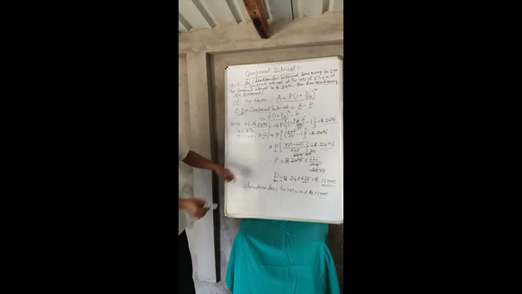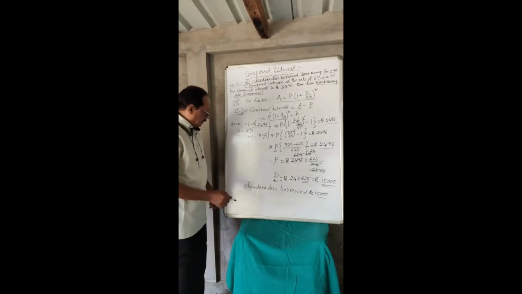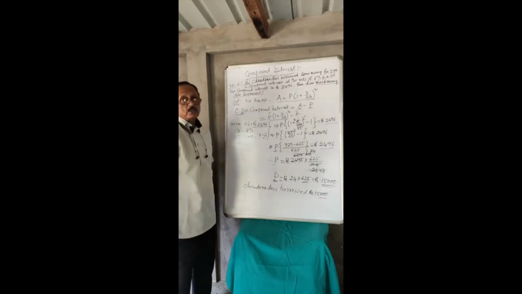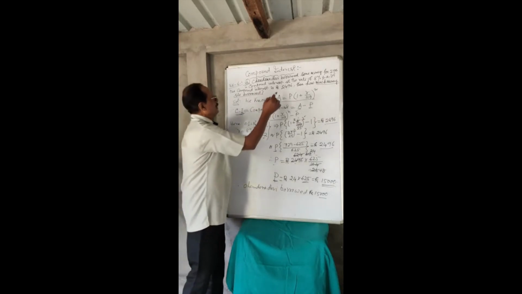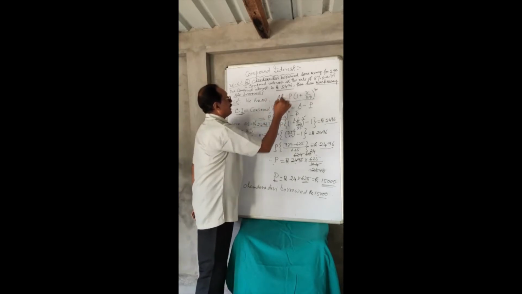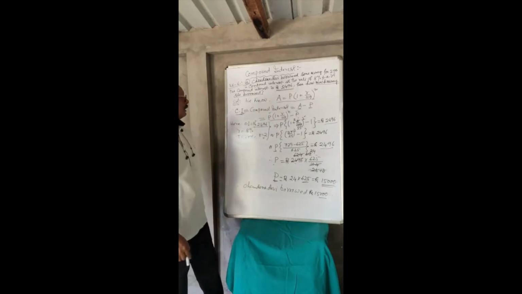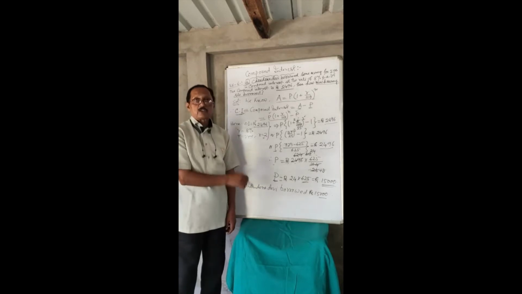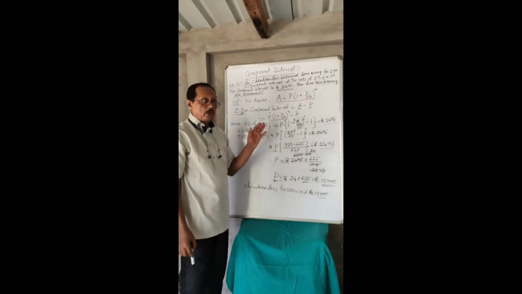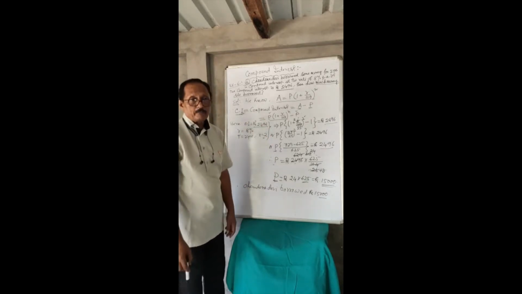That means that Chandana Devi borrowed 15,000 rupees from the bank for 2 years at the rate of 8% per annum, and she paid the compound interest of 2,496. So this is the solution. We'll be going through more types of solutions in the next.